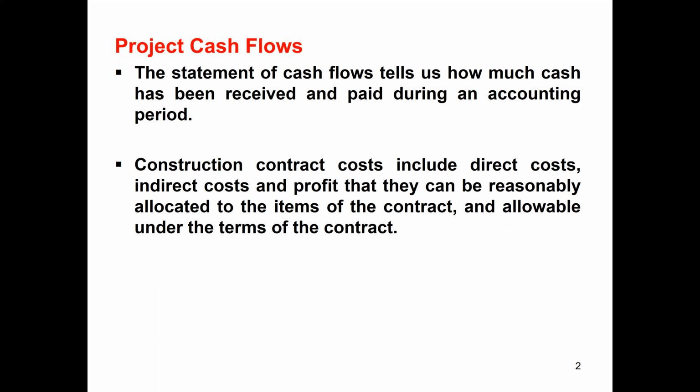This is for project cash flows. The statement of cash flows tells us how much cash has been received and paid during the accounting period. Construction contract costs include direct cost, indirect cost, and profit that can be reasonably allocated to the items of the contract and are allowable under the terms of the contract. So when we prepare the bid, we prepare it with the direct cost and then the indirect cost, or some people say overhead cost, and then the profit that the owner wants to include in their bid.